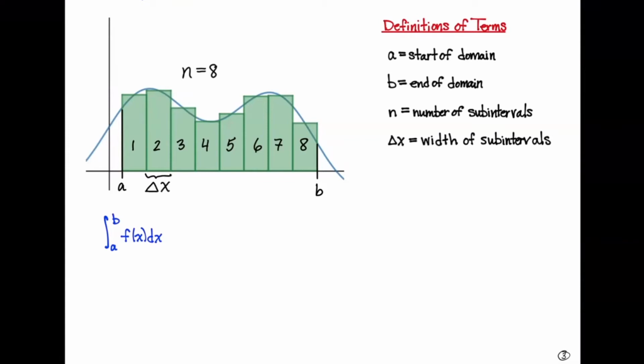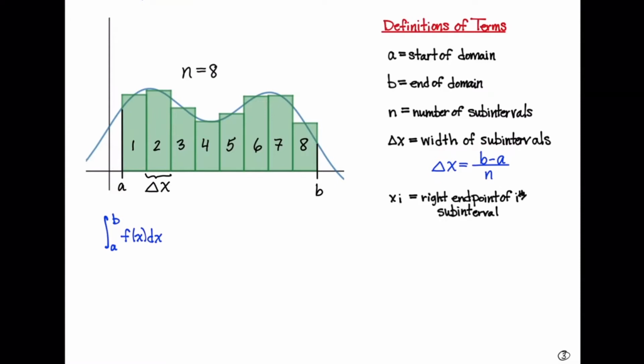And delta x is the width of each of our subintervals. We can find delta x algebraically by taking the difference between our upper bound and our lower bound and dividing by the number of subintervals. And so this is always true. This is how you will find your delta x's. Now, we define x sub i as the right endpoint of the ith subinterval.